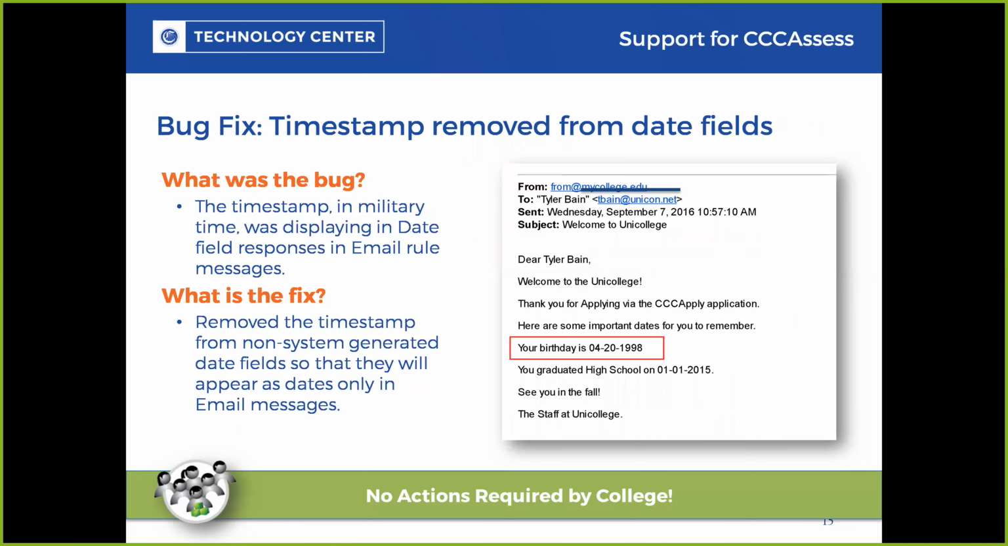The other one, very similar, was reported by a few colleges. If you merged in a date field, like your date of birth, in an email, those system-generated date fields were adding a timestamp in military time. So you would see 04/20/1998, and then a whole string of numbers for the timestamp. That was messy. That was confusing. We took that out.